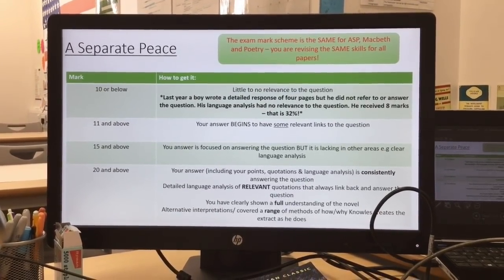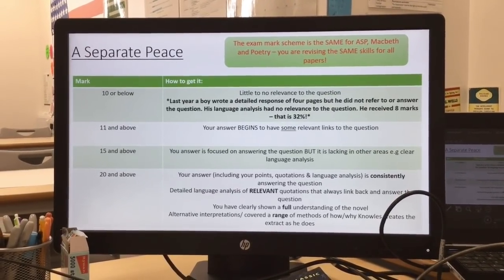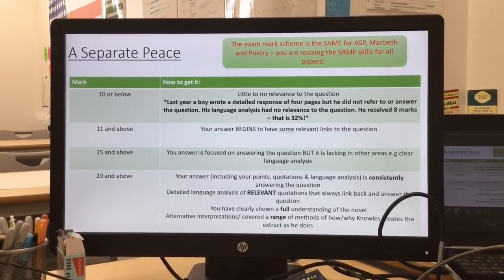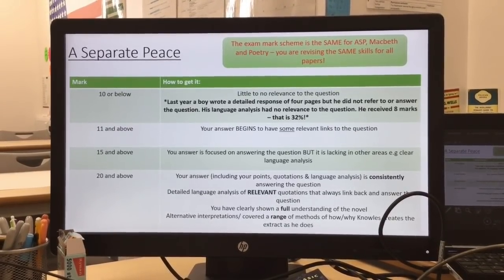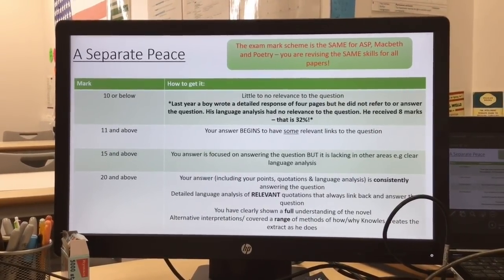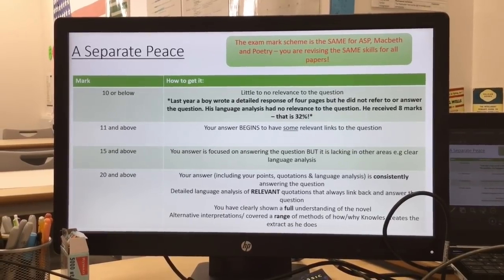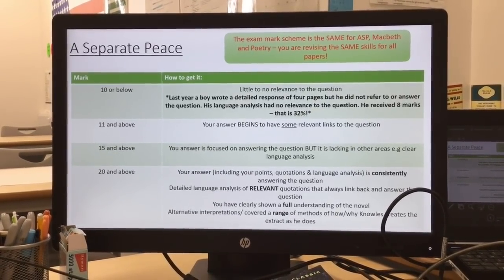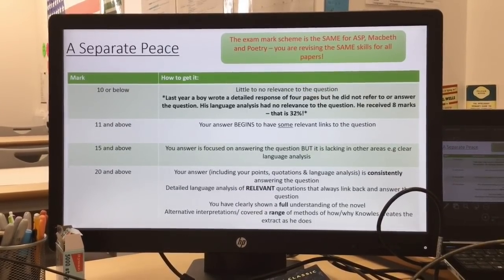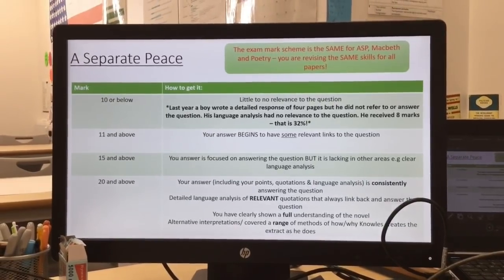So you can see clearly here the general gist of how your marks are applied by the examiner. So 10 marks or below is when you are not answering the question. You're not using quotations that link to the question, and you've rarely mentioned the question at all. Obviously, nobody is going to do that tomorrow. 11 marks and above, you're going to become relevant. 15 marks or above is when you are clearly analysing language.